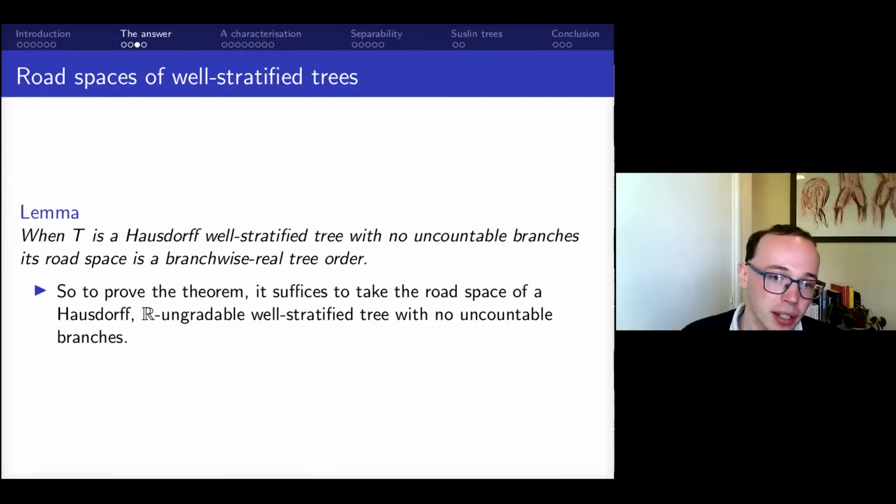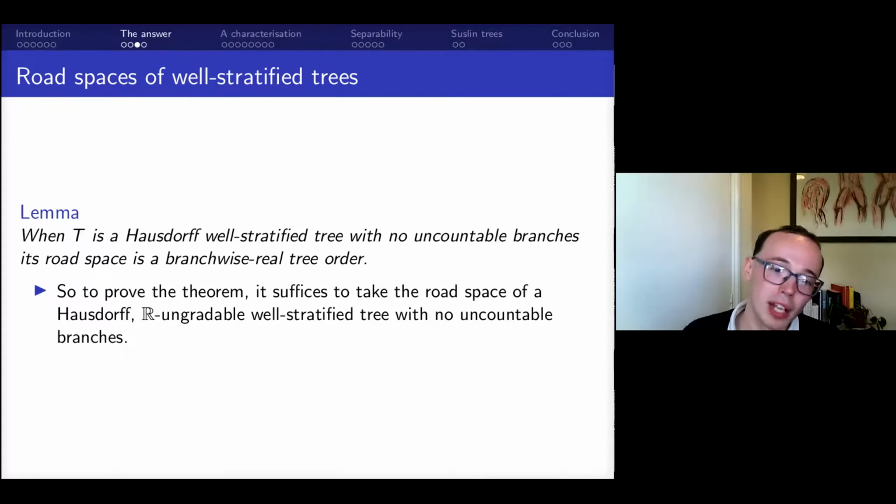Indeed, when T is a Hausdorff well-stratified tree with no uncountable branches, its road space is a branchwise-real tree order. So when I say Hausdorff, what I mean is that limits in the well-stratified tree are unique, or alternatively that the tree is Hausdorff in the tree topology, or equivalently that the tree is a meet semi-lattice. So now, to prove the theorem, it suffices to take the road space of a Hausdorff R-gradable well-stratified tree with no uncountable branches.